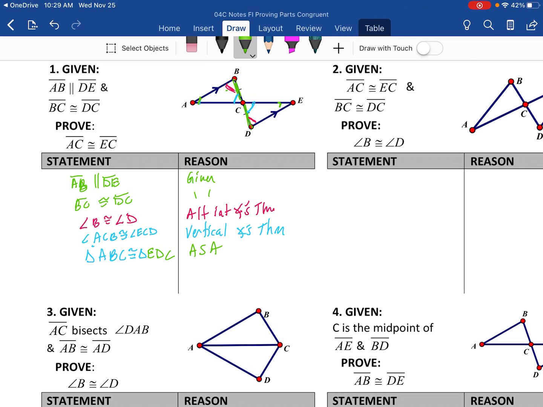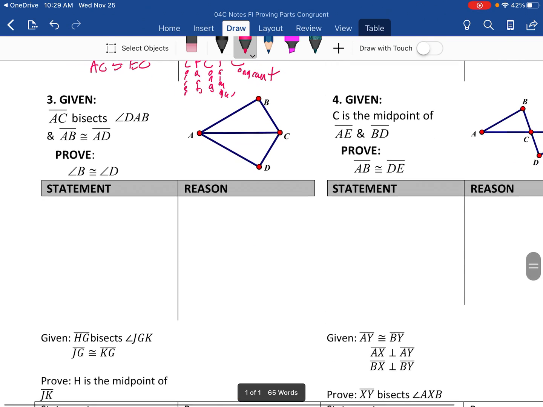Once I know that the triangles are congruent, and this is actually from the beginning when we started this unit, that if two triangles are congruent, all of their parts are congruent. So I know that if those triangles are congruent, then AC would have to be congruent to EC. And the reasoning is CPCTC. I know that corresponding parts of congruent triangles are congruent. That's what that means, that if the triangles are congruent, the parts have to be congruent.